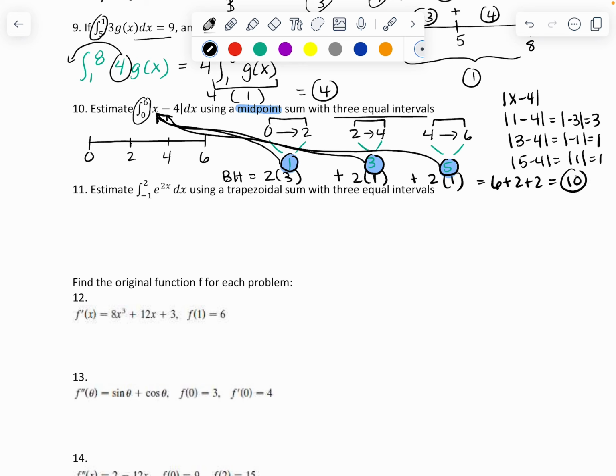All right, trapezoidal sum. Hey guys, this one's really ugly, so just bear with me, okay? I'm going from negative 1 to 2.